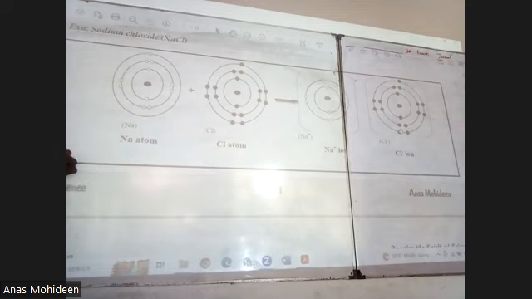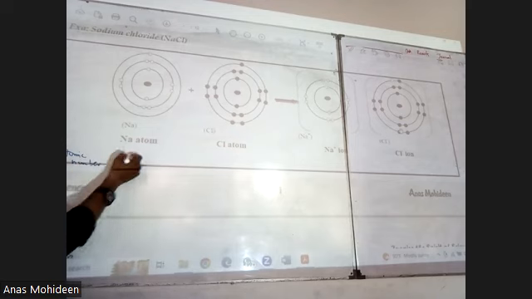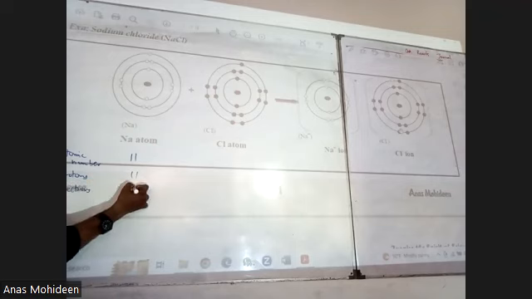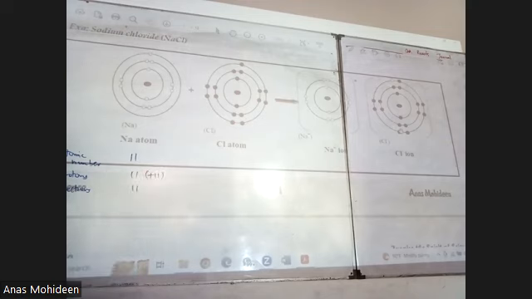Sodium atom: what is its atomic number? 11. That means protons should be 11, and electrons also should be 11. Protons 11 means it should be plus 11. Electrons 11 means minus 11, because a proton carries a plus 1 charge and an electron carries a minus 1 charge. Now what is the electronic configuration? 2, 8, 1. This is the neutral atom of sodium.